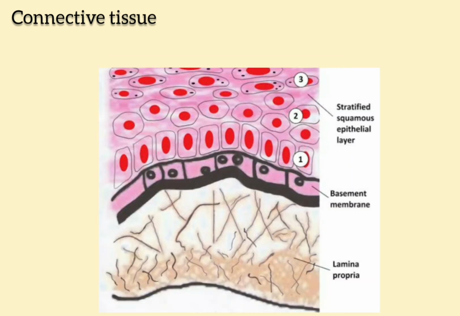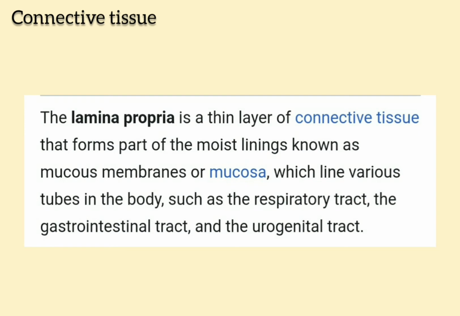Example of the loose connective tissue is the lamina propria of alimentary canal and respiratory tracts, mucous membrane of reproductive and urinary tracts.